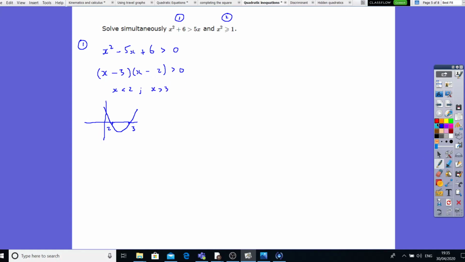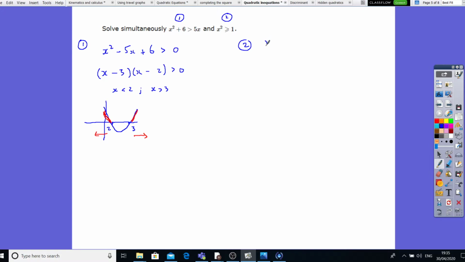We want everything above here and everything below that, since that's when the curve is above the 0 line. Okay, let's do number 2. So let's have a look at number 2.